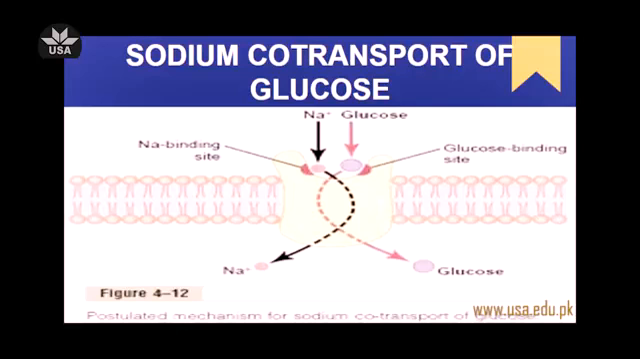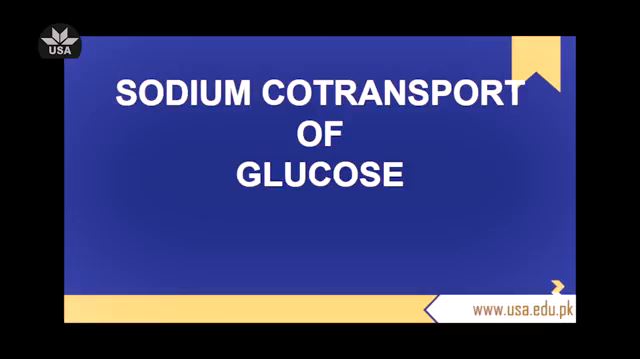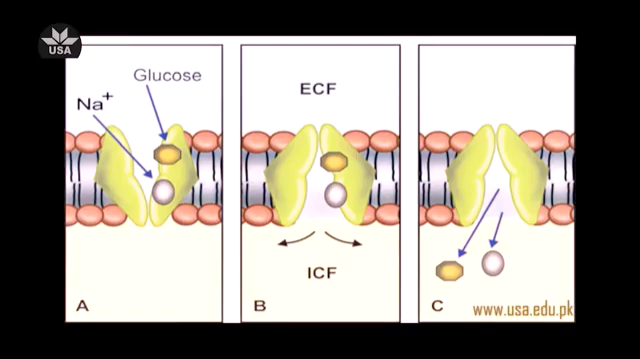Now let us understand this sodium co-transport mechanism with the help of an example, and for that I would like to take the sodium co-transport of glucose system. It can be explained like this: one sodium ion and one glucose molecule from the extracellular fluid environment bind with the receptor sites of the carrier protein of the cell membrane. Now the carrier protein is activated. It causes some conformational changes in the carrier protein so that the sodium and glucose are released into the cell.